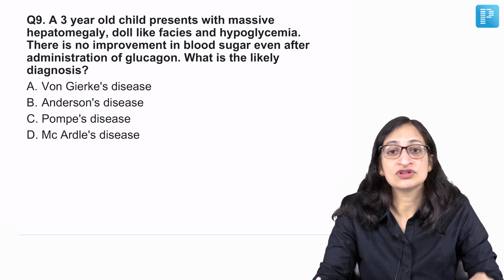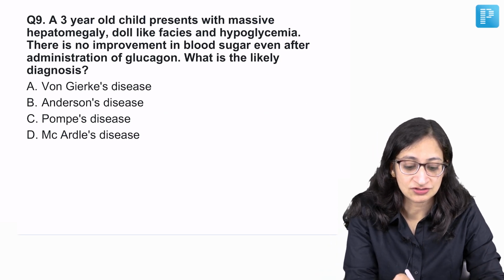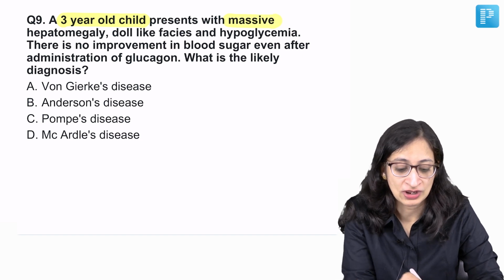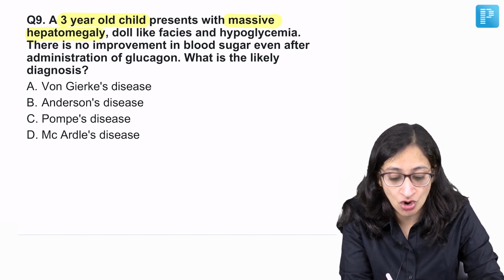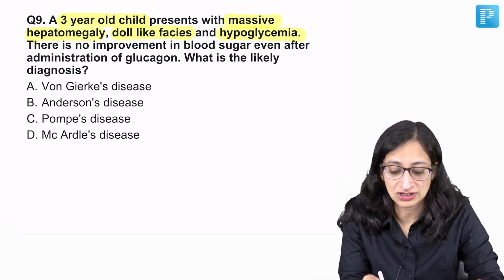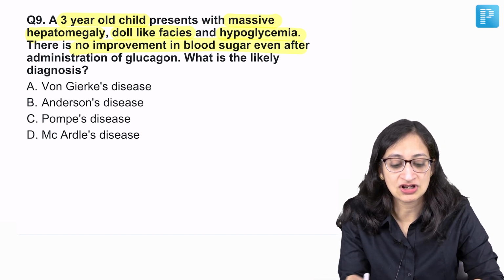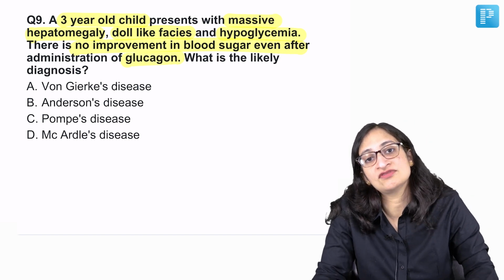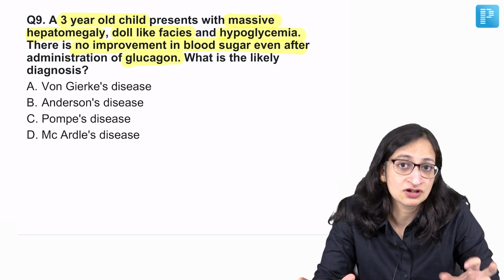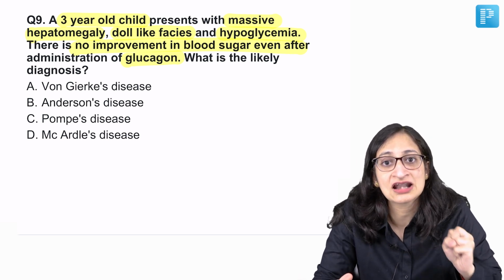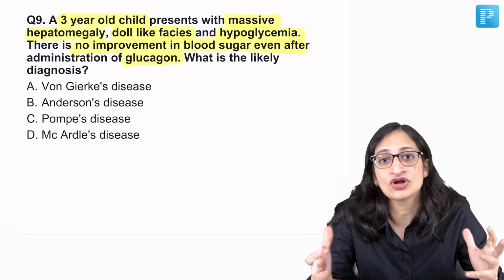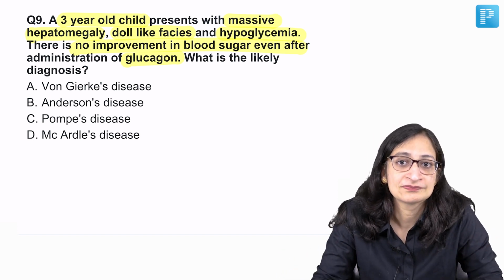So moving ahead to the next question, what we have here is a 3-year-old child who presents with massive hepatomegaly, doll-like facies and hypoglycemia. There is no improvement of blood sugar even after administration of glucagon. What are we dealing with? So friends, I'm sure you are able to synthesize this information and come to the right answer. Yes, so this is a revision session. Come on, I want answers from you all.